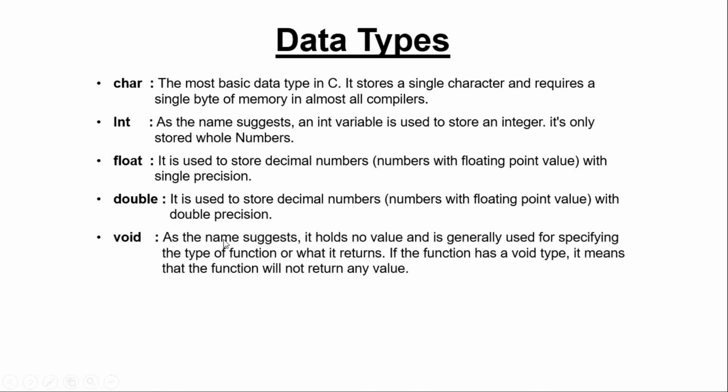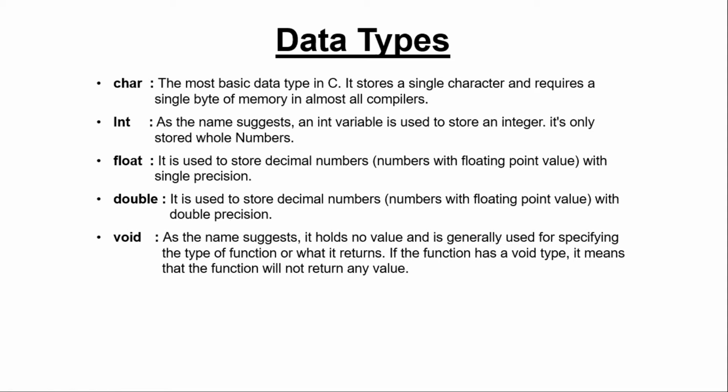And void, as the name suggests, holds no value and is generally used for specifying the type of function or what it returns. If the function has a void type, it means that the function will not return any value. As we say, int abc means the function returns an integer value. But if you write void abc, it means the function returns no value.